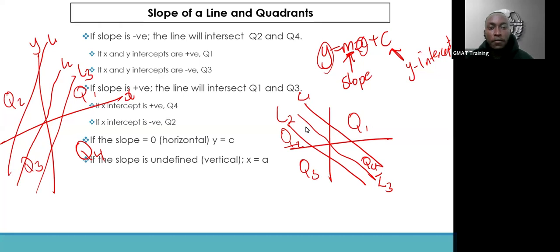Okay, so if the slope is 0, now we have other types of lines, so y is x.